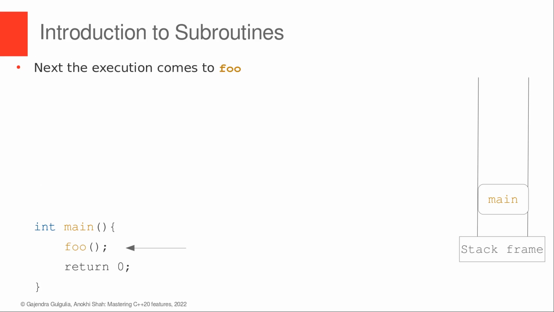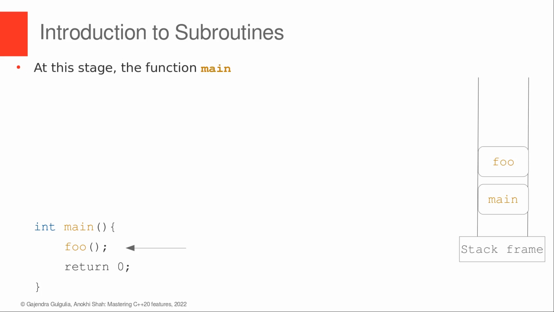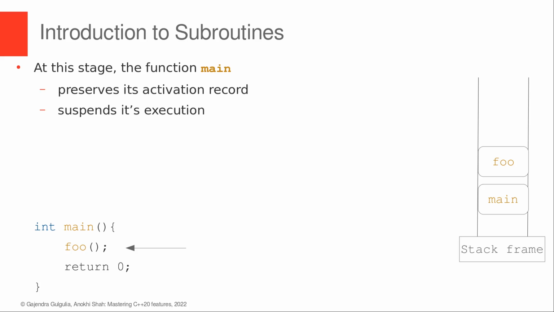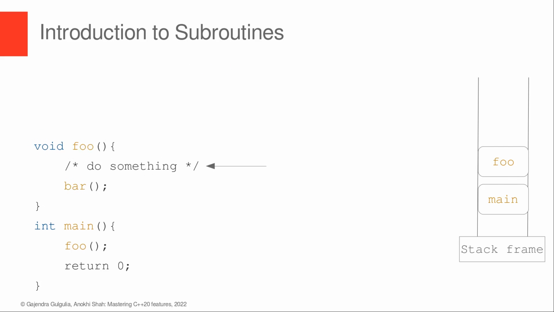Next, the execution comes to foo, and foo is pushed into the stack frame. At this stage, the function main preserves its activation record and suspends its execution. The execution is transferred to foo along with some data, that is arguments to foo. In this case, it is void or empty. Then the execution comes to the body of foo and it does whatever it is defined to do.